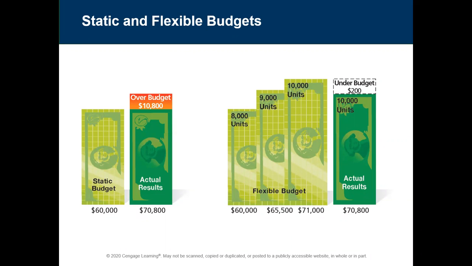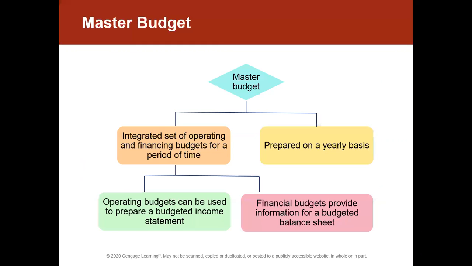Here we can say, okay, well, now we know the actual number of units, so we know which budget to compare it to, and we can see if we actually produce 10,000 units, then we're actually under budget for what we should be for 10,000 units. So that's why we do a flexible budget, so that we can compare to the actual number of units produced.